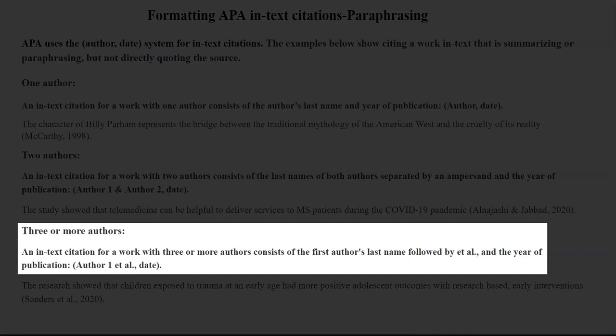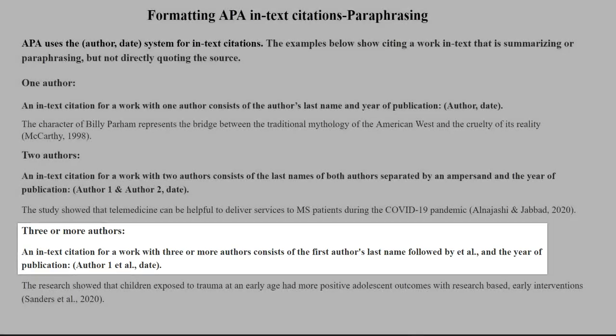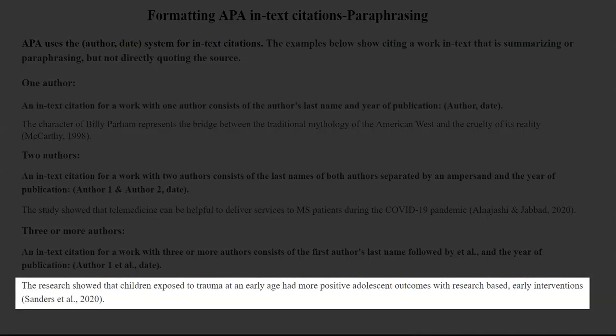Now let's move on to our last example, which will be for three or more authors. An in-text citation for a work with three or more authors consists of the first author's last name, followed by et al., period, comma, and the year of publication: author 1 et al., and the date. And here is our three or more authors example.